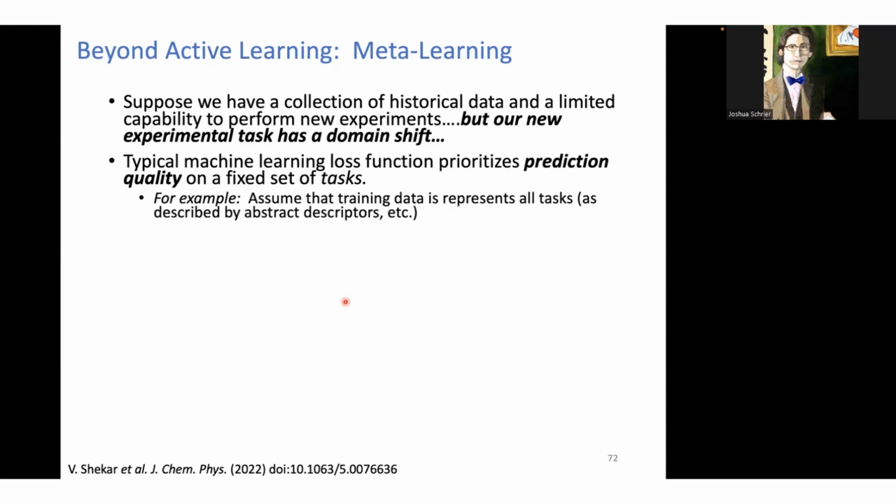So typically, when you build a machine learning loss function, you might prioritize prediction quality, right? But there's a buried assumption, right? That the set of tasks that you're going to apply this model to in the future are the same, right? Like I'm going to continue cooking with cream and butter and so forth, right? And so there's a buried assumption, if you will, right?